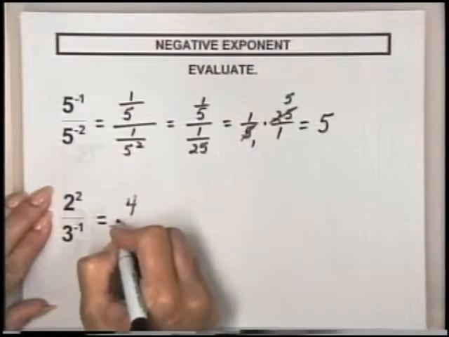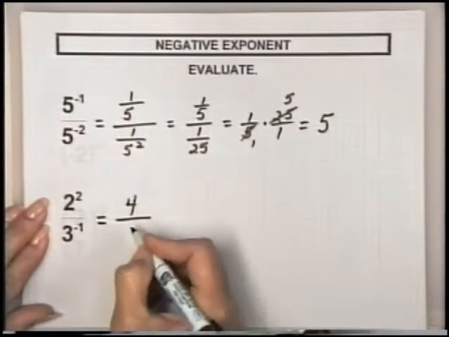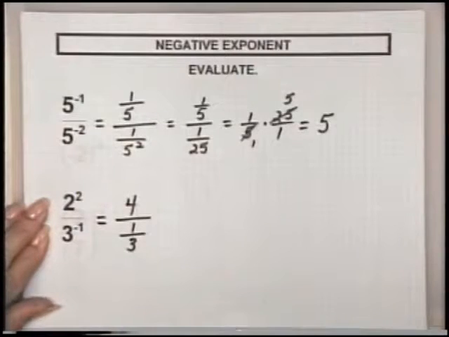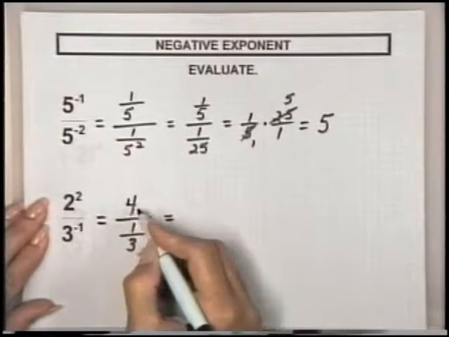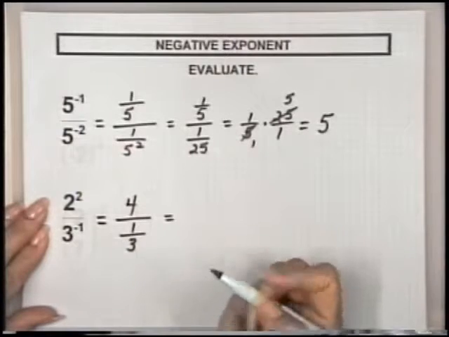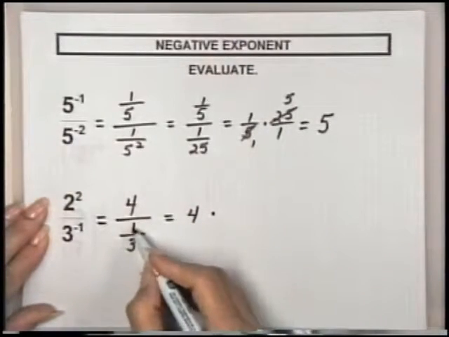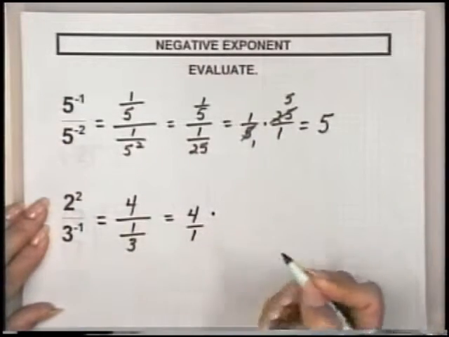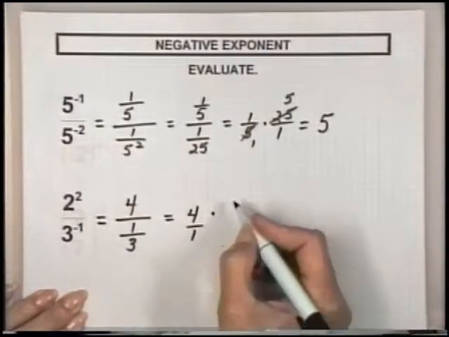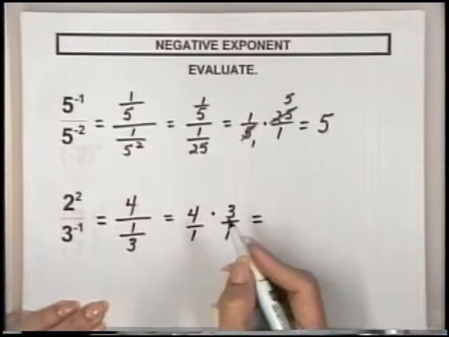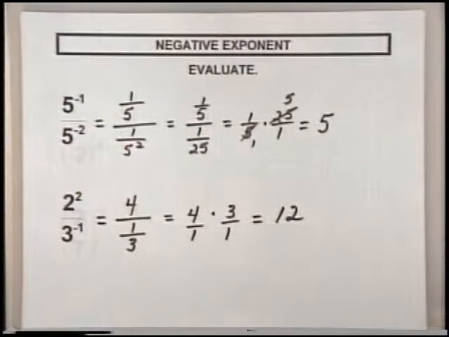For this problem, 2 squared is 4. 3 to the negative first power is 1 over 3 to the positive first power. My problem is 4 divided by 1/3. So I may say 4 times the reciprocal of 1/3. Well, we can think 4 over 1 times the reciprocal of 1/3, which is 3 over 1. The result is 4 times 3 is 12 over 1 times 1. So my answer is 12.